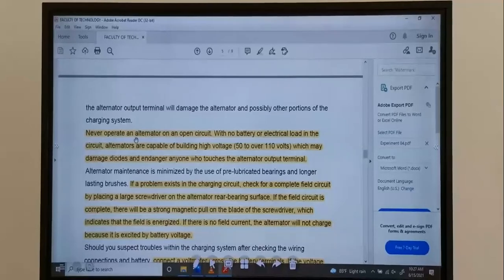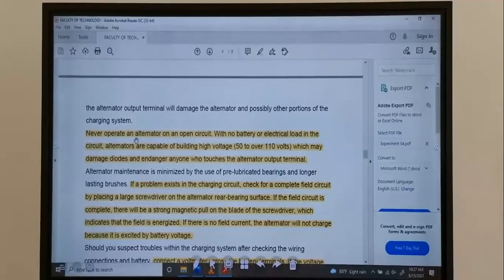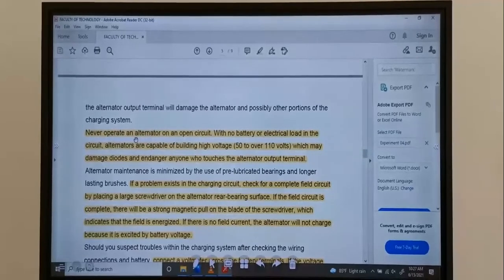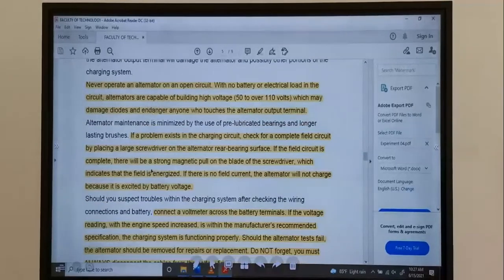The alternator is capable of building high voltage, normally 50 to 110 volts. If we give high voltage, what will happen? It damages the diodes and endangers anyone who touches the terminal. It may harm humans also.